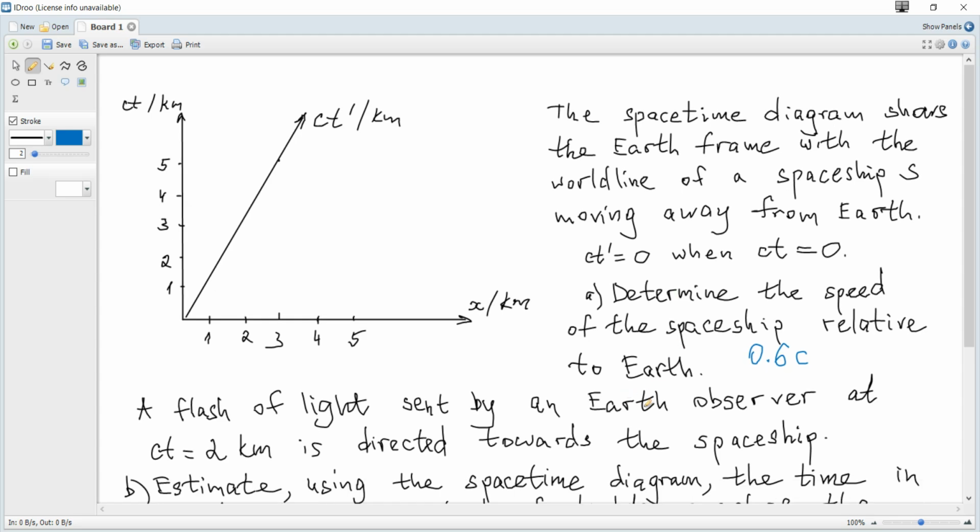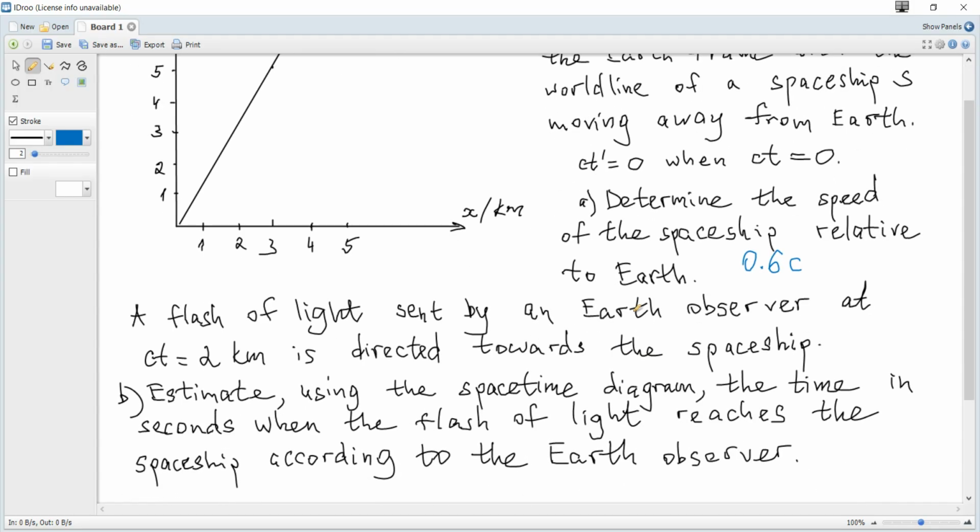The next, a flash of light sent by an Earth observer at ct equal to 2 kilometers is directed towards the spaceship. Question B. Estimate using the space-time diagram the time in seconds when the flash of light reaches the spaceship according to the Earth observer.